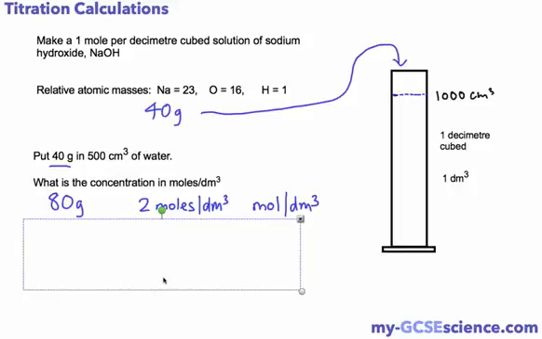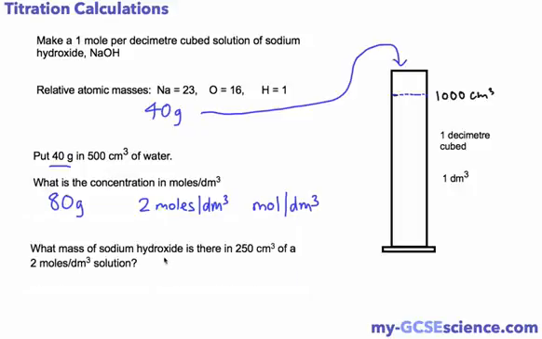The last question here says, what mass of sodium hydroxide is there in 250 centimeters cubed of a 2 moles per decimeter cubed solution? Okay, so we're still dealing with sodium hydroxide. We've got 2 moles in a decimeter cubed, and we know that that's 80 grams. So we've got 80 grams per decimeter cubed. How about in 250 centimeters cubed? Well, we know that 1 decimeter cubed is 1,000. 250 is a quarter of that.